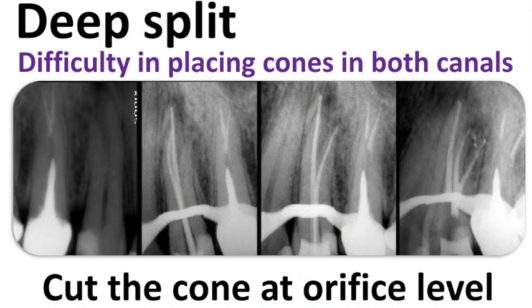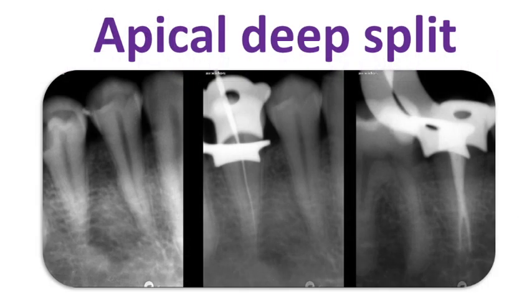Another uncommon situation is the deep split situation, which means that there is one canal starting from the orifice of the other canal. This is the case of the premolar. It's even more difficult because the deep split is really apical. And in cases like this one, we need to cut the cone very far inside the apical part, the first one, to be able to place the other cone on the second part, and the second one.